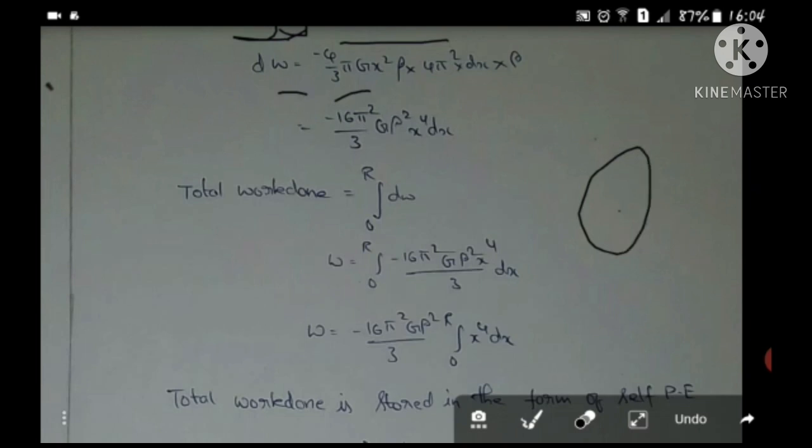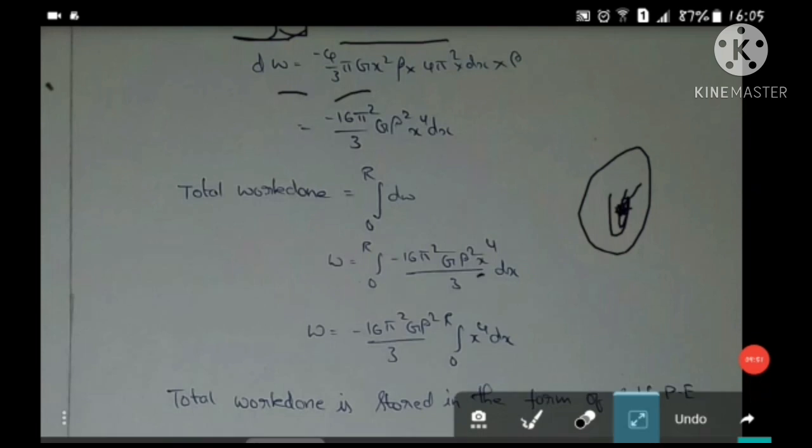And total work done is equal to, here is a circle of radius r. Here at the center radius r is equal to 0. From 0 to radius r, it should make many elements and form a radius r. So we can take the limits as 0 to r. Total work done is equal to integral 0 to r dW.